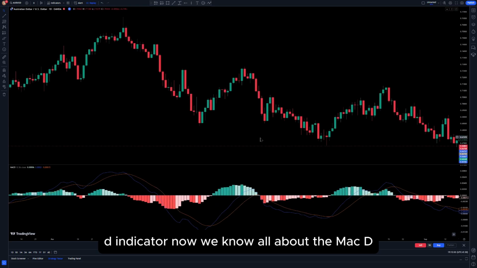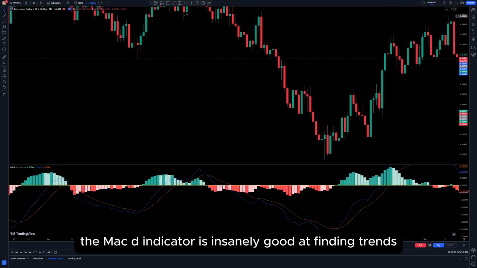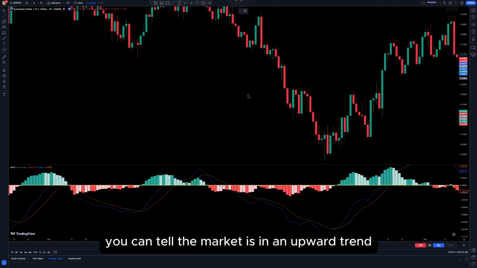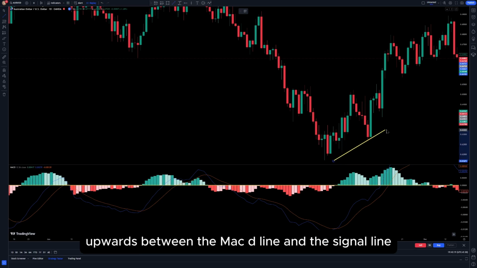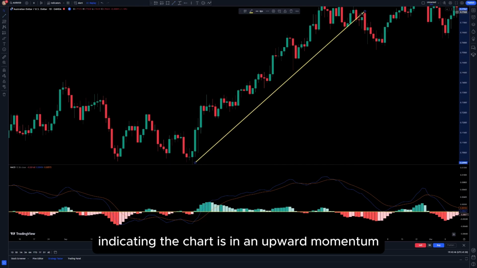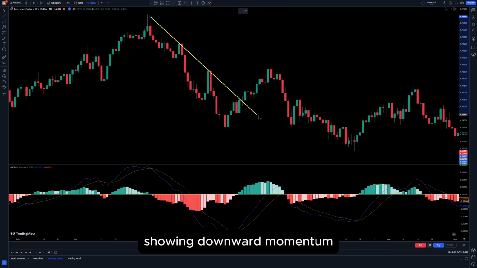Now we know all about the MACD, let's talk about how to use it correctly. The MACD indicator is insanely good at finding trends in markets. You can tell the market is in an upward trend by looking at the cross upwards between the MACD line and the signal line. For example, here the MACD crosses above the signal line, indicating the chart is in an upward momentum, and here the MACD crosses below the signal line, showing downward momentum.